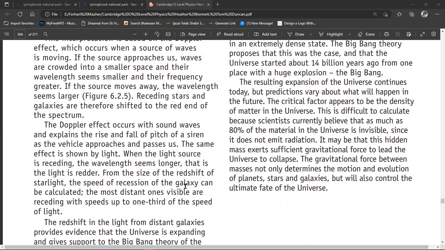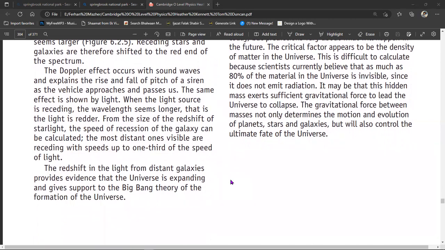The Doppler effect occurs with sound waves and explains the rise and fall of pitch of a siren as the vehicle approaches and passes us. The same effect is shown by light. When the light source is receding, the wavelength seems longer. That is, the light is redder. From the size of the redshift of the starlight, the speed of recession of the galaxy can be calculated. The most distant ones visible are receding with speeds up to one-third of the speed of light. The redshift in the light from distant galaxies provides evidence that the universe is expanding and gives support to the Big Bang theory of the formation of the universe.